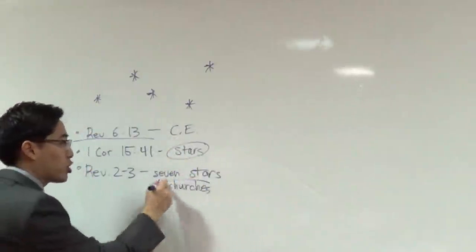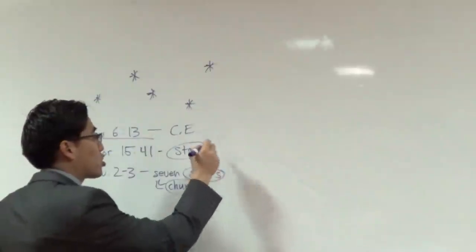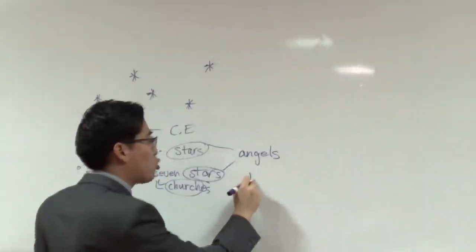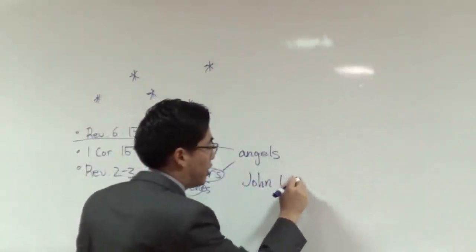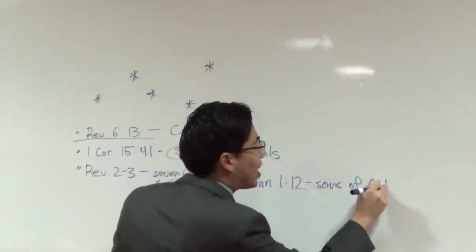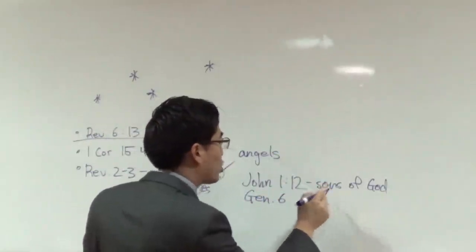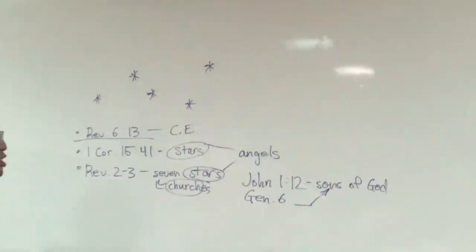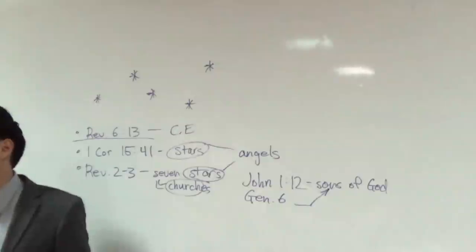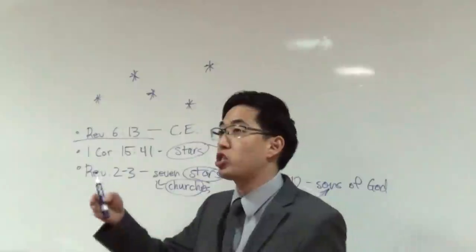And then the churches are represented as stars. You know what's also associated with the stars? Angels. What are Christians likened to? John chapter 1, verse 12: sons of God. What did Jesus say in the book of Matthew? We're going to be like the angels in heaven. Genesis chapter 6 says, these are the sons of God, which are referring to the fallen angels. So Christians are going to be closer to the stars than you think, even though we're not literally the stars. The reason we're not literally the stars is obviously because of Genesis chapter 1.